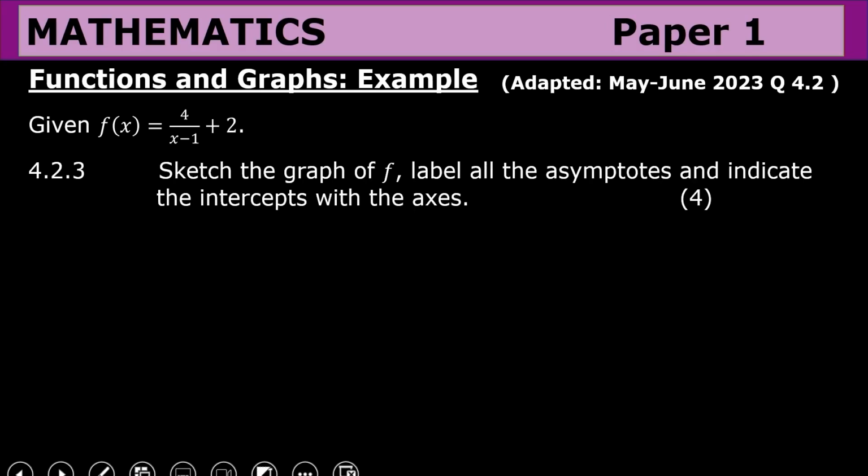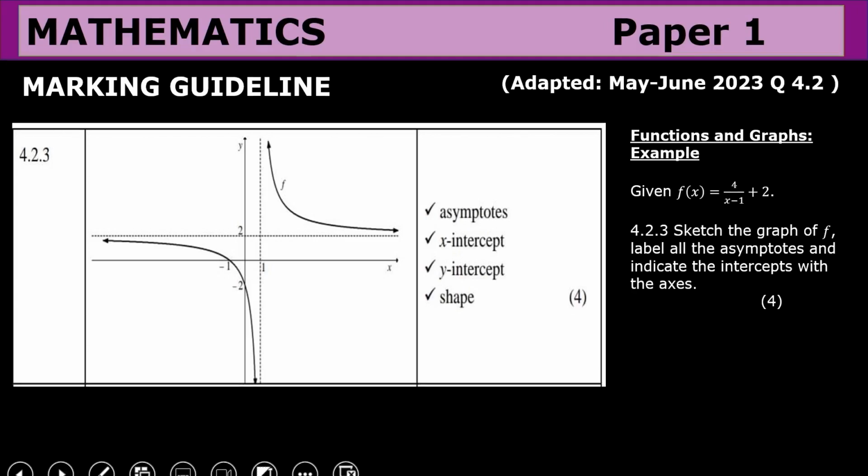Moving on to the next one, it says sketch the graph of f, label all the asymptotes and indicate the intercept with the axis. Now this is 4 marks. Let's see where we get those 4 marks. So here the marking guideline says we must sketch. You're going to get 1 mark for the asymptotes. There we see they are clearly stated. So we can see the asymptotes drawn, and we can see also the values that are indicated there.